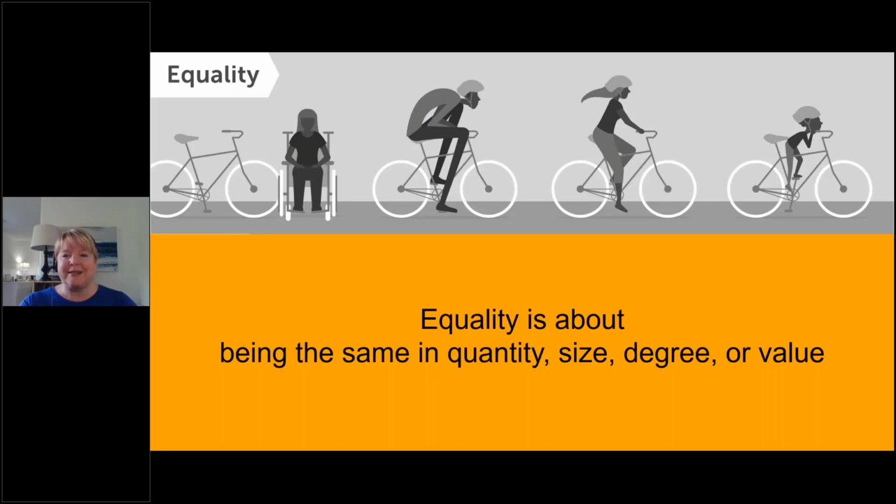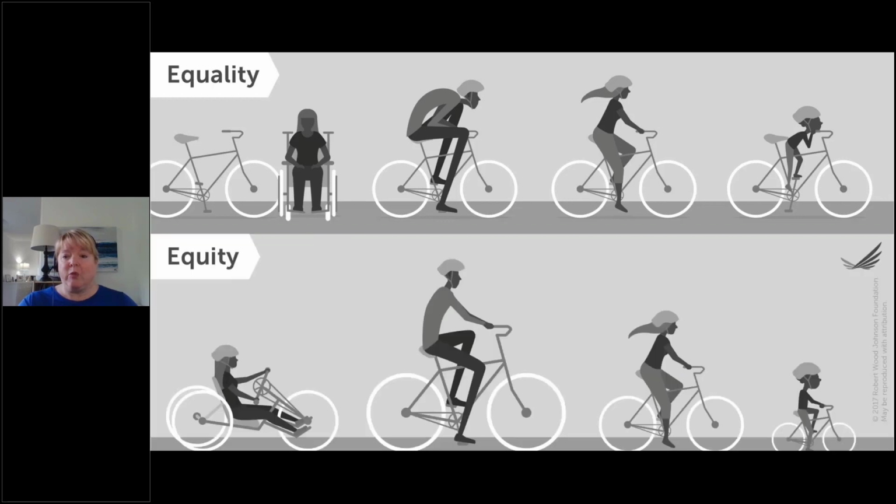But recognize that equity is not the same as equality. Equality is about being identical in quantity, size, degree, or value. But that doesn't do anything to help people who have barriers to achieving good health. We need to meet people where they live, where they are. What we want to strive for is fairness, which is about eliminating unjust advantage or disadvantage. That's equity. So while equality sounds fair, equity actually is fair.